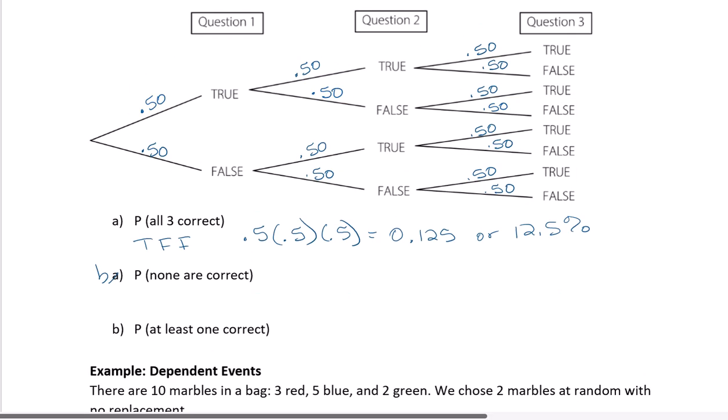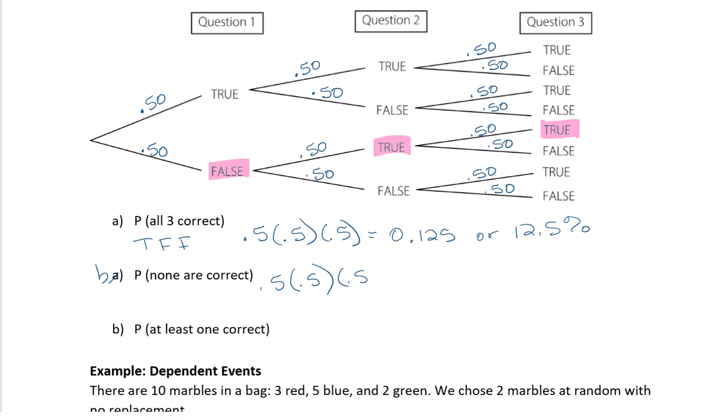So the second question, which should be B, is the probability that none are correct. Well, if the first one is supposed to be true and we answer false, that's incorrect. The second question is supposed to be false and we answer true. And then the third question should be false, but we answer true. Guess what? We still get the same probability that we did before, 0.125 or 12.5%.